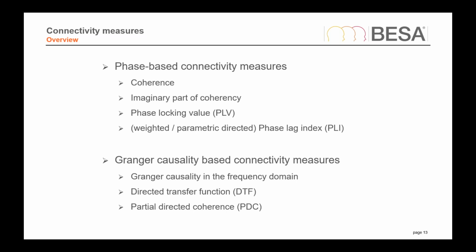And then there's a different family of connectivity measures, the Granger causality-based methods. Members of these are the Granger causality itself, the directed transfer function, and partial directed coherence. There are also others, but these are the ones that are currently implemented in our software.